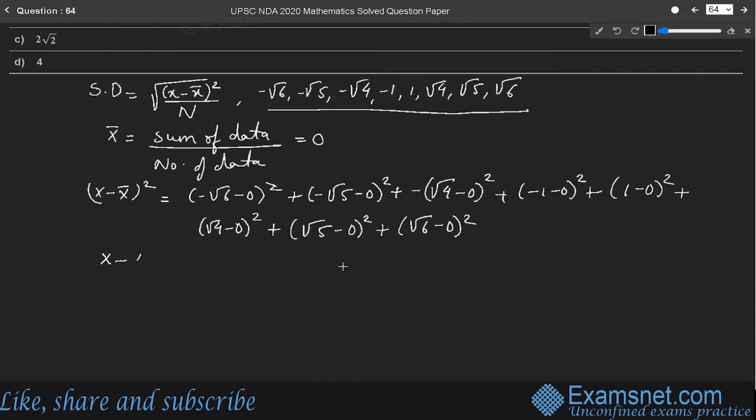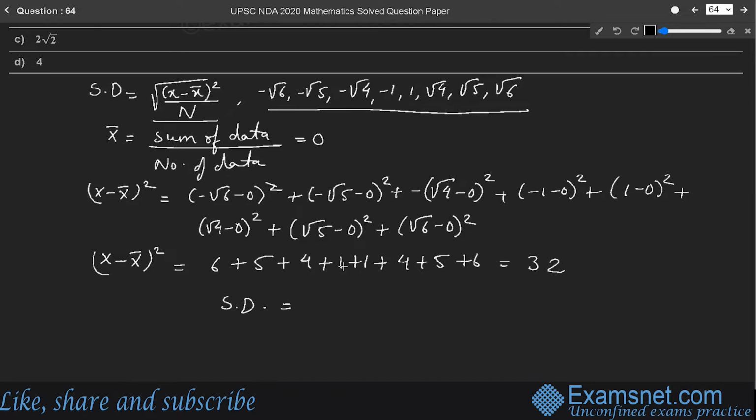So x minus x bar whole square will be equals to 6 plus 5 plus 4 plus 1 plus 1 plus 4 plus 5 plus 6, which is equals to 32. So now we have to find the standard deviation. Standard deviation is under root of x minus x bar whole square upon n. So simply putting the values, it will be under root of 32 upon 8.